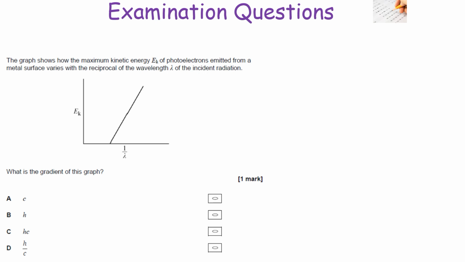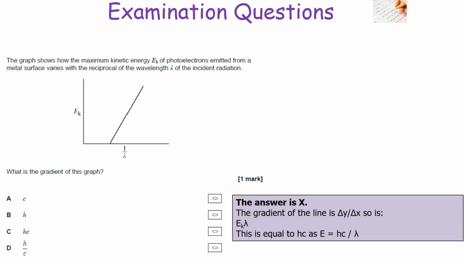Why is the answer going to be C? Well, we know that the gradient of the line is the change in y over the change in x, so therefore it's Ek over 1 over lambda, which is Ek times lambda. Then that's equal to hc, because you know E equals hc over lambda. That's an equation we were given, so therefore we can say hc is E times lambda, so that's what the gradient is equal to. So the answer is C.